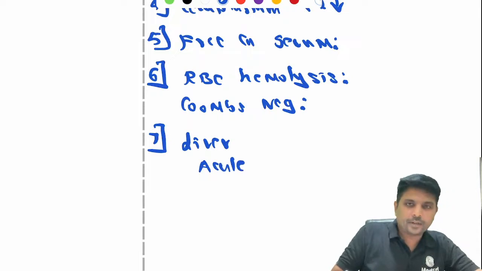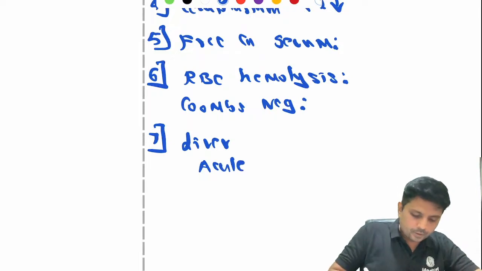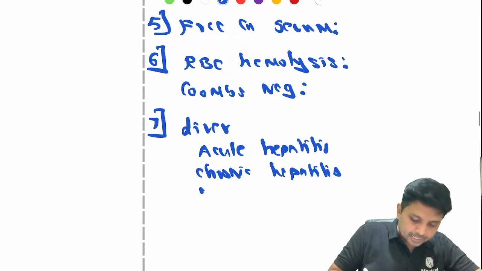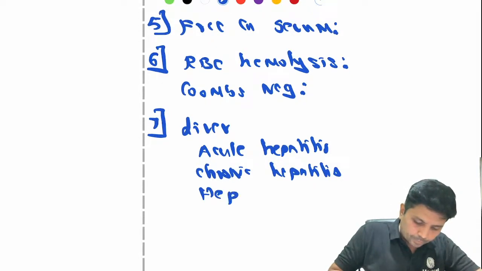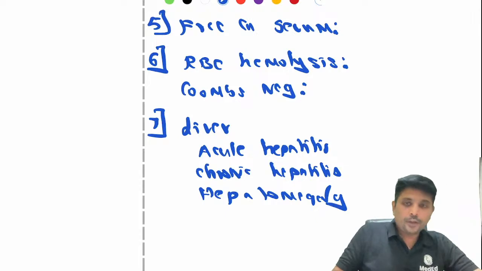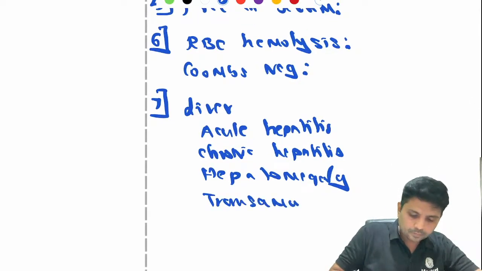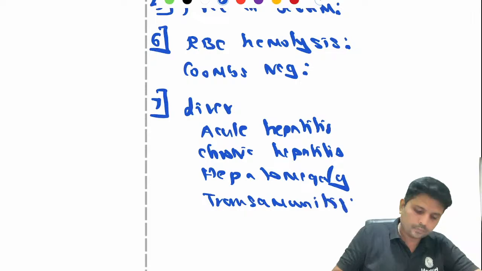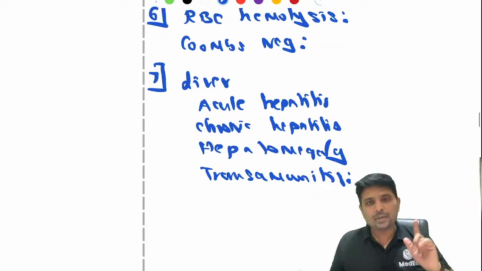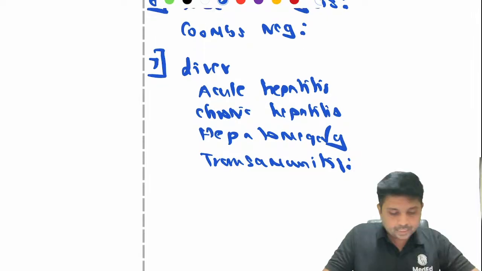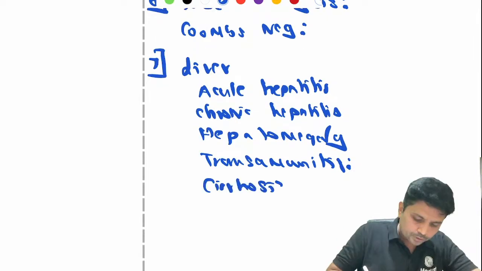One is acute hepatitis. Second one is chronic hepatitis. You can have asymptomatic hepatomegaly. You can have transaminitis, asymptomatic transaminitis. You can have cirrhosis with portal hypertension, etc.